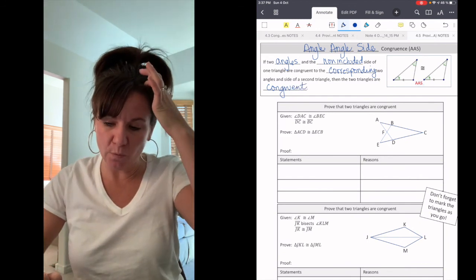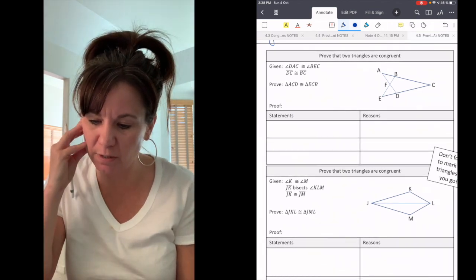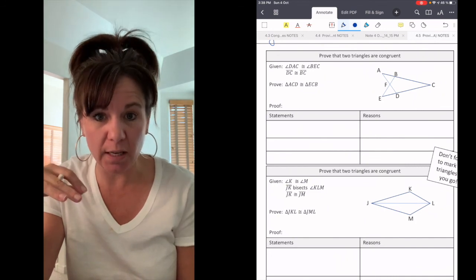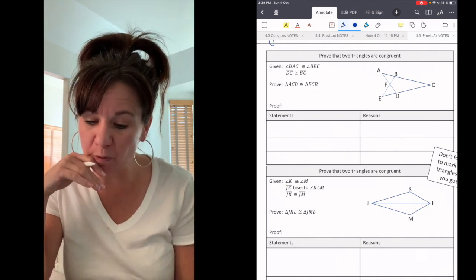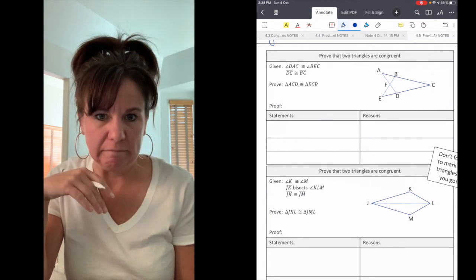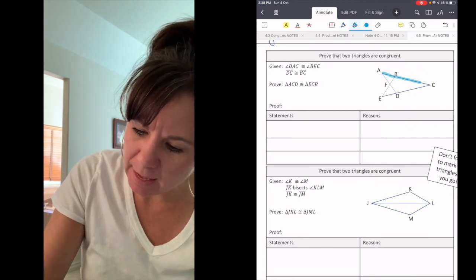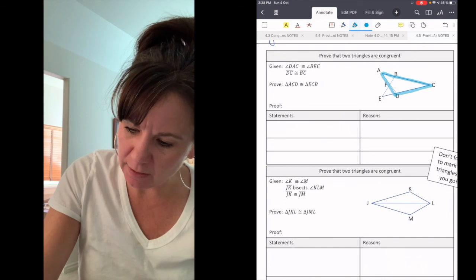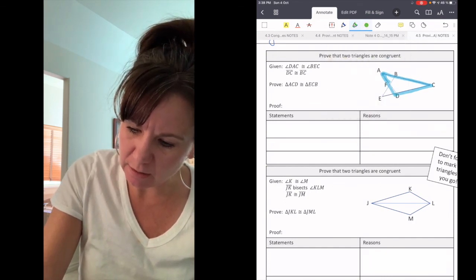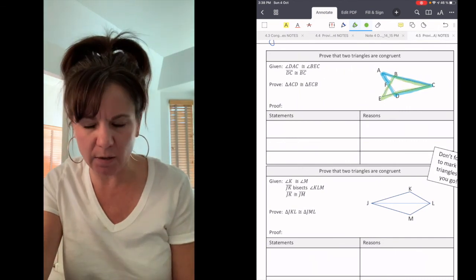So we're going to try it with a proof, and we're given that DAC is congruent to BEC. There's no markings on this one, so we need to mark as we go so we can keep track of what we're doing. We need to prove that ACD is congruent to ECB. Let's highlight those so we know what we're doing. ACD, okay, there's that one, is congruent to ECB. ECB is that one.